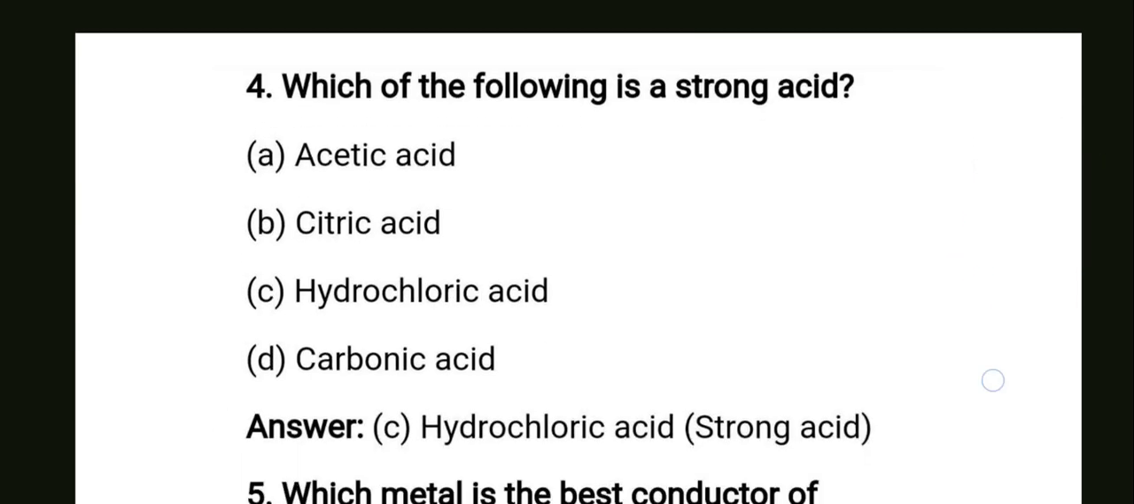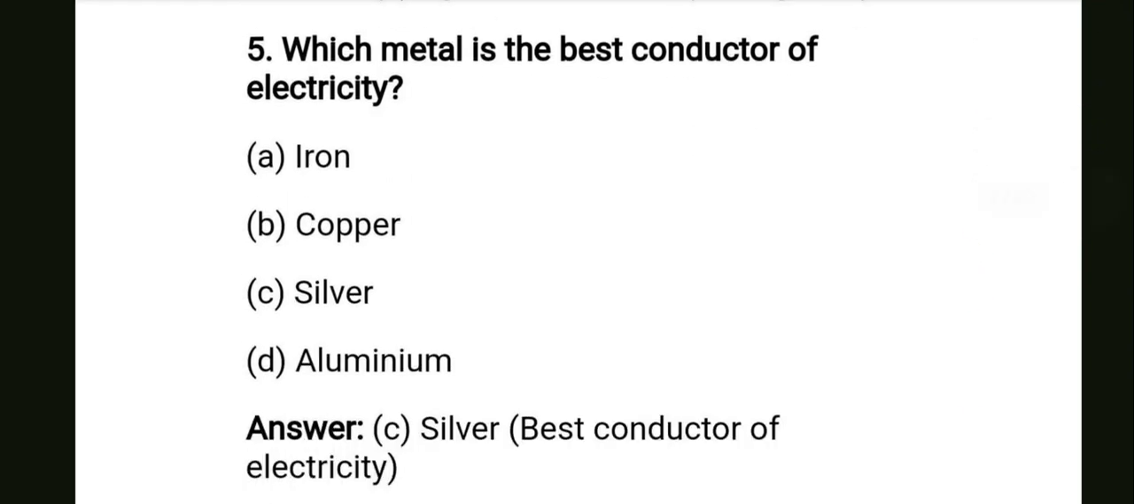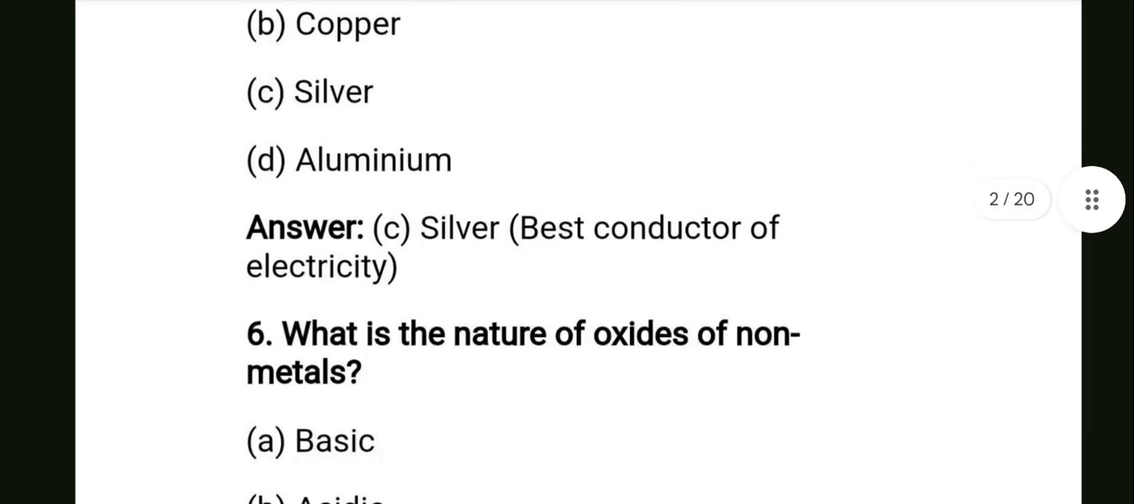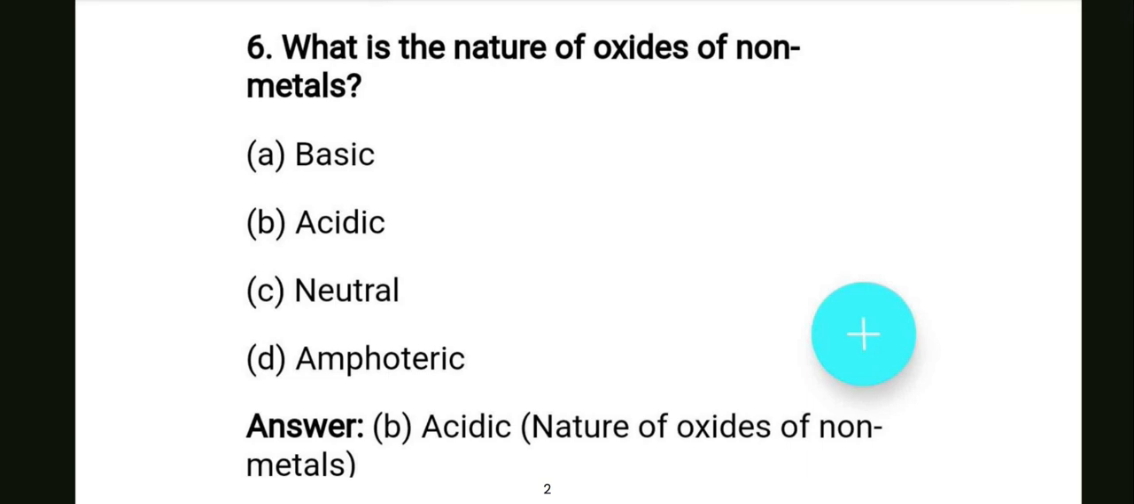Which of the following is a strong acid? Hydrochloric acid. Which metal is the best conductor of electricity? Silver. Silver is the best conductor of electricity. What is the nature of oxides of non-metals? The oxides of non-metals are acidic in nature, and the oxides of metals are basic in nature. So remember it.